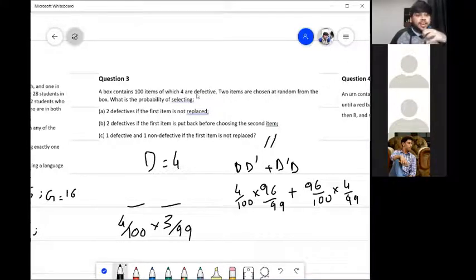Two items are chosen at random, and because it's random, there is a possibility that your first could be non-defective. So in that sense the order does matter. And they mentioned that the order would not matter if it were with replacement. Because this question says without replacement, your sample set is reducing, so your order will definitely matter. Once again I will state it: if it was with replacement, then the order would not matter.